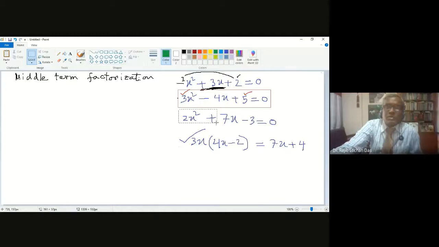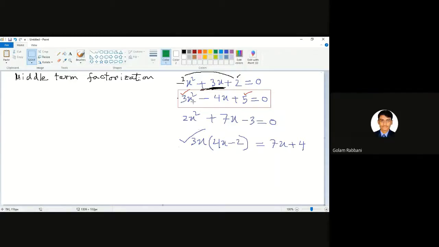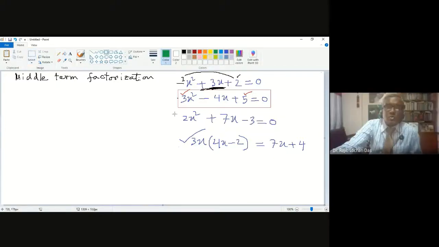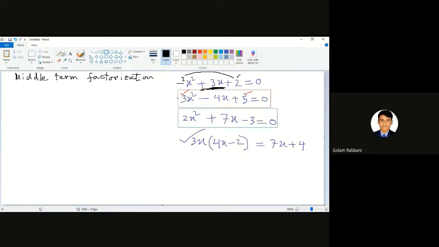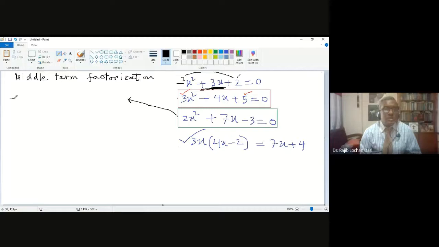What about this? Is it possible to apply the factorization? Yes, it is possible. So what are the numbers? What are the numbers? 3 into 2 is equal to 6. So we can apply. So you are saying it is possible.